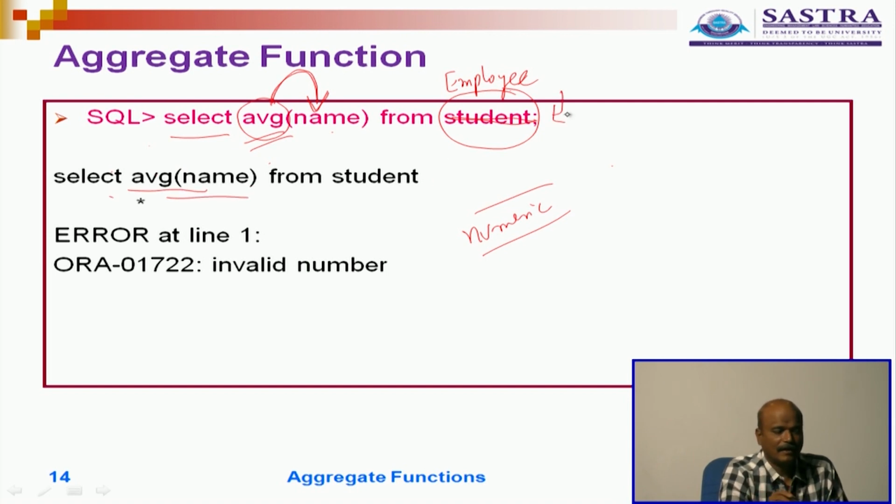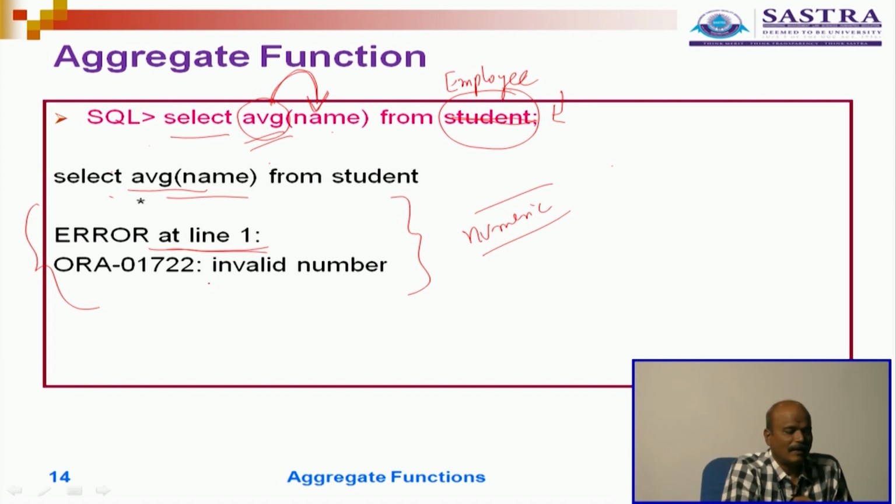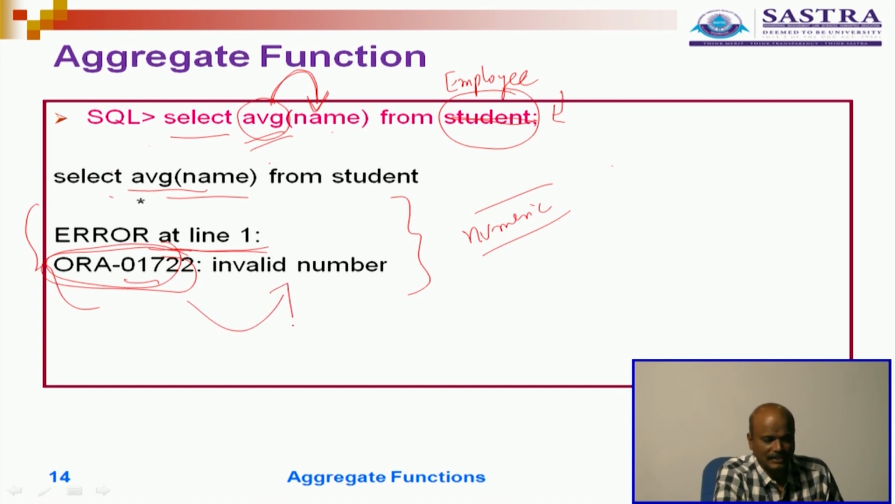Once you press enter, you can see the error message given by the system. You have an error at line number 1. I think you are aware of this information. In Oracle, each and every error has an error number, ORA-01722. This error number corresponds to the error message, invalid number. You are trying to apply the AVG function on a non-numeric field, so it won't work. It will show you an error message like this.